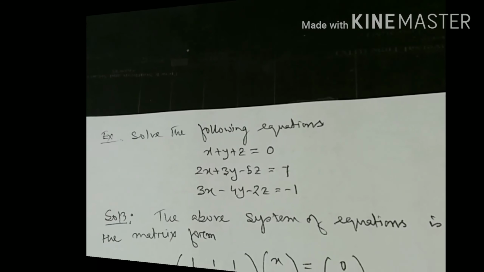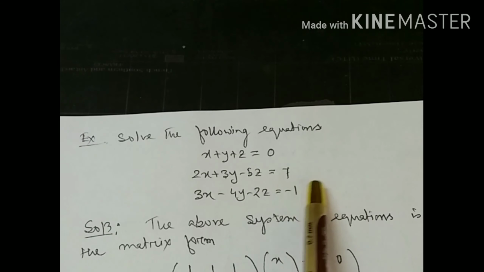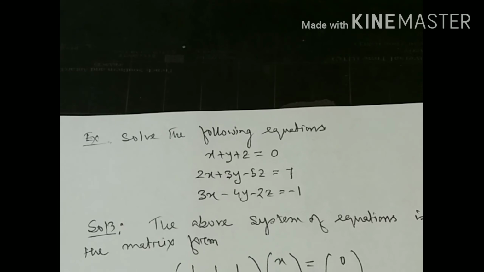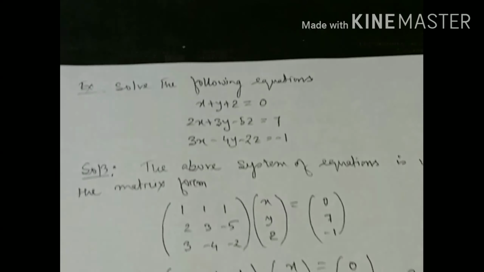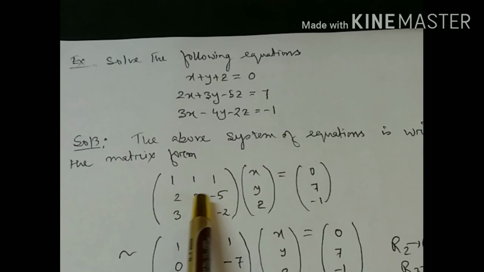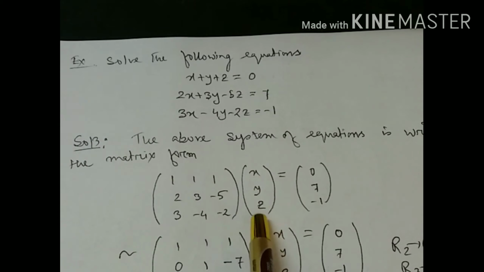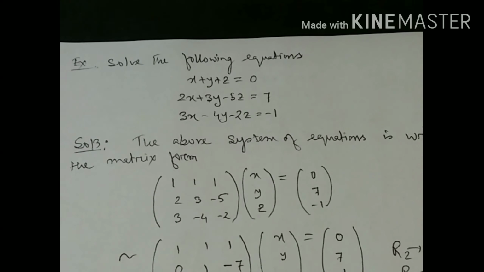Right? Another example: x plus y plus z equal to 0, 2x plus 3y minus 5z equal to 7, minus 3x minus 4y minus 2z equal to minus 1. So similarly as earlier, we have to write the matrix from this equation. First writing the coefficient matrix: 1 1 1, 2 3 minus 5, minus 3 minus 4 minus 2, and these are the three unknowns x, y, z written as a column matrix, and on the right side 0, 7, minus 1. So we are making an equivalent form.